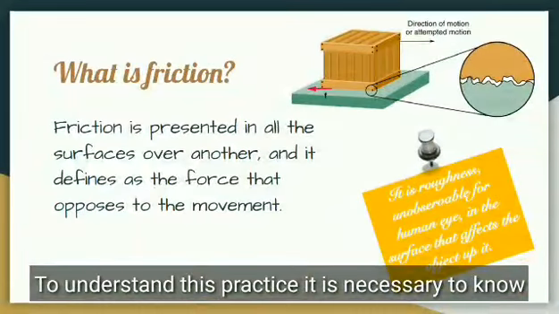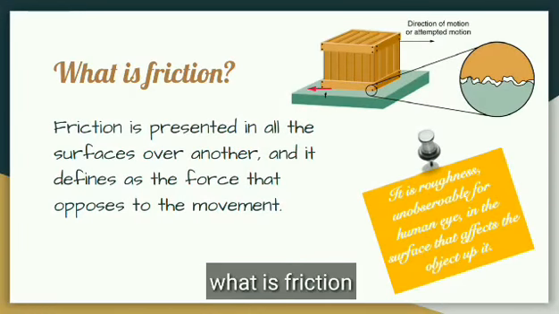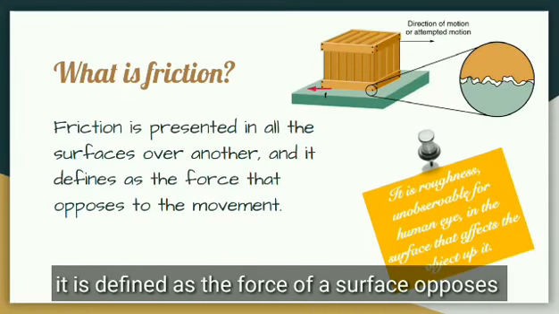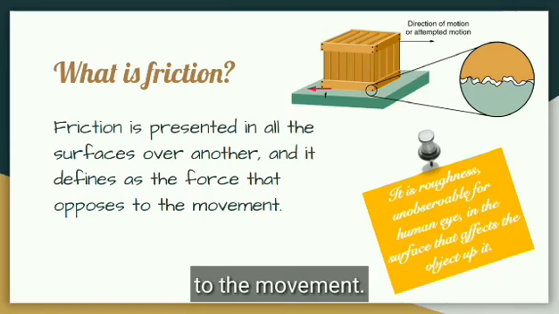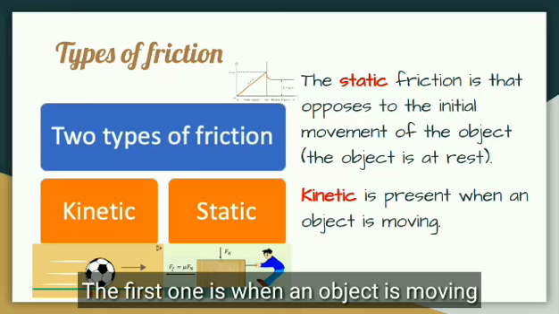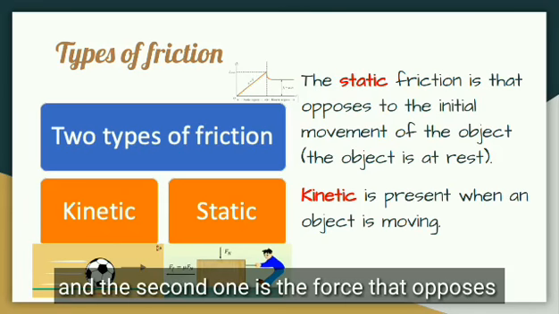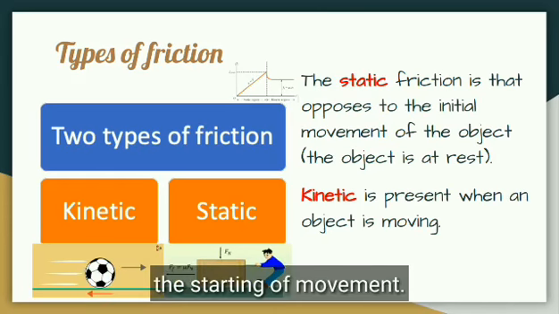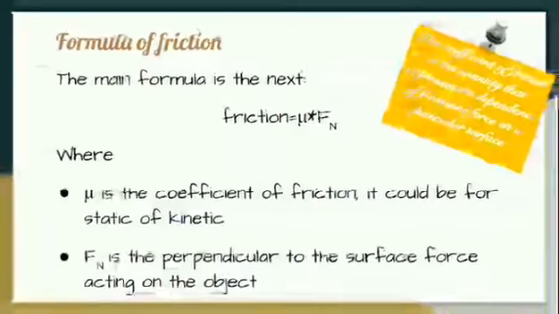To understand this practice, it is necessary to know what friction is. It is defined as the force of a surface opposed to the movement. There are two types of friction, kinetic and static. The first one is when an object is moving. The second one is the force that opposes the starting of movement.